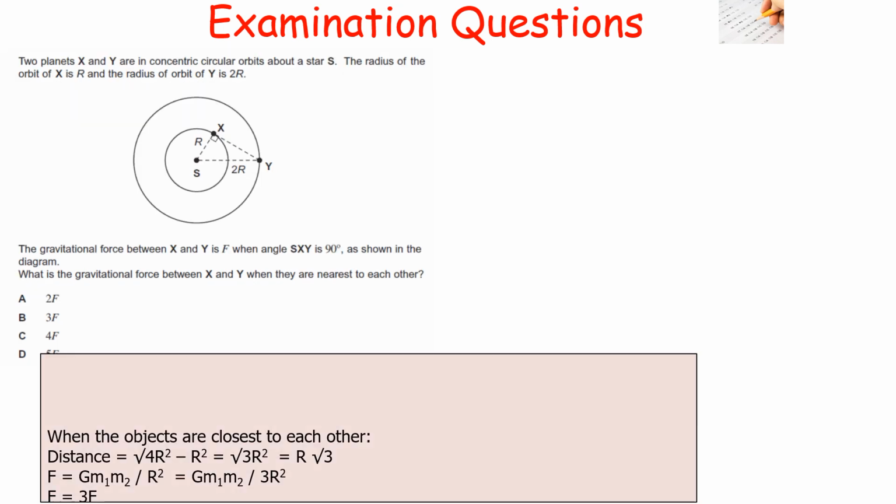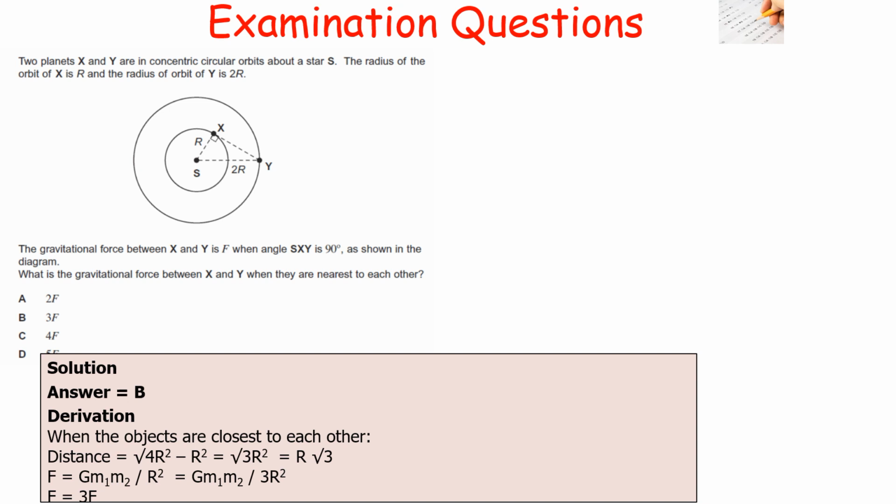Right, so how do you answer this particular question? Well, the answer here is B, because we know that when the objects are closest to each other, the distance between the two, if you look at your triangle, is going to be the square root of 4r squared minus r squared. So therefore, it's the square root of 3r squared. We can take out that r squared and square root it, and so we get r times the square root of 3.